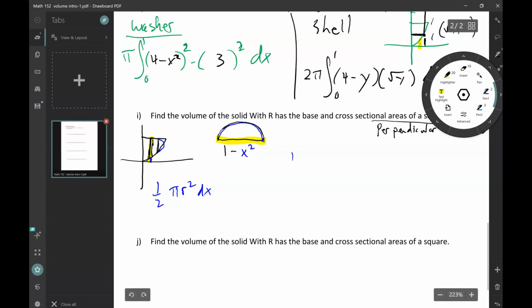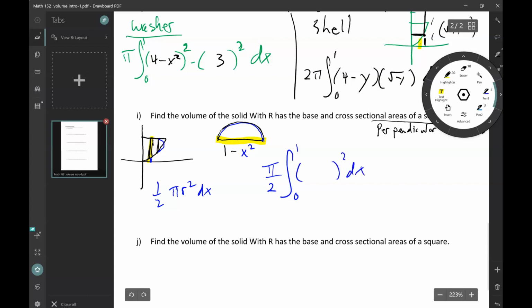So I'm going to write the integral, once again, from 0 to 1 because that's determined by the region. I'm going to put the pi over 2 out front because it's a set thing. And then I just need a radius squared and a dx.